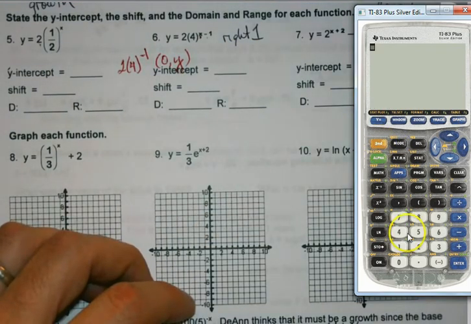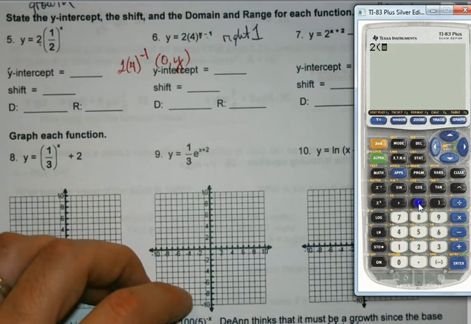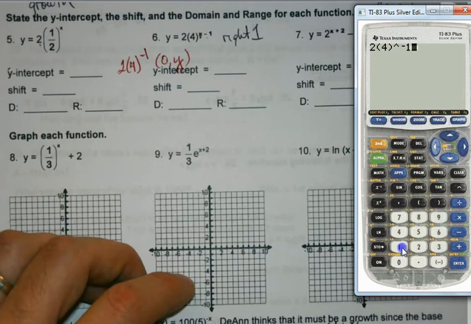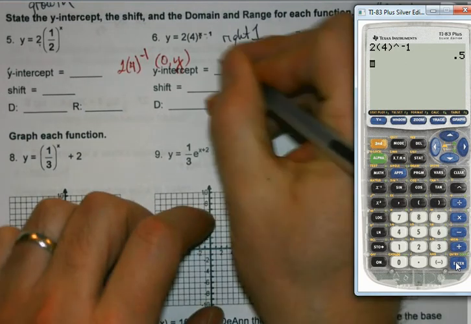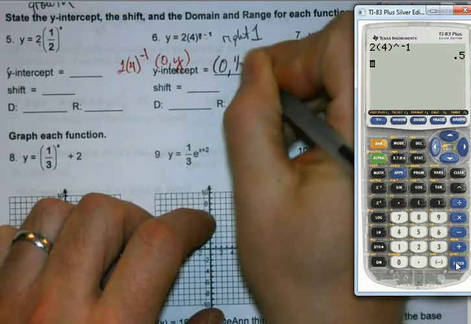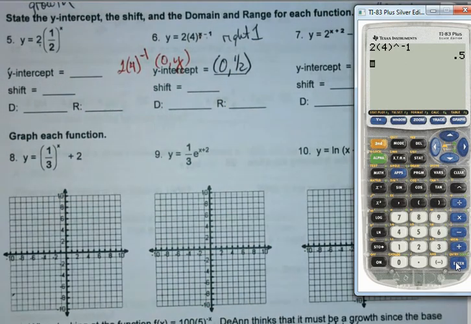So let's see if it came out to some funky number, why I'm not seeing this. So 2 times 4 to the -1. Oh, okay, it wasn't a whole number. That's why I didn't see it. So my y-intercept would be 0.5 or 0, 1/2. So it may not necessarily always be on the table. If it's not, plugging in 0 might be an idea. Just for something to think about on that.